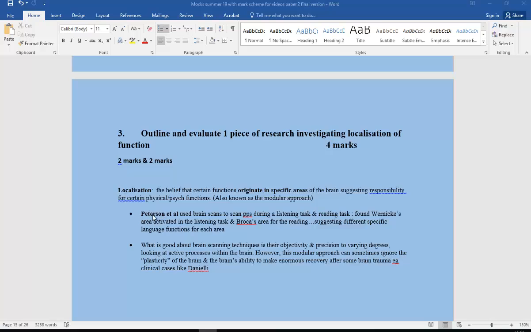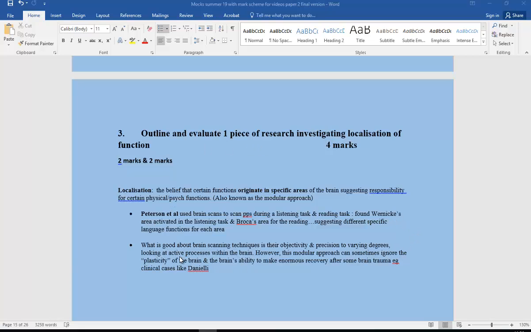So what you would do is you go straight into a piece of research, e.g. Peterson. Peterson et al. used brain scans to scan participants during a listening task and also a reading task, and found that Wernicke's area was activated in the listening task and Broca's area for the reading task. And what that suggests is different specific language functions for each area. We could always put in Broca's area is in the frontal lobe and Wernicke's area in the left, so this is left frontal, this is left temporal lobe.